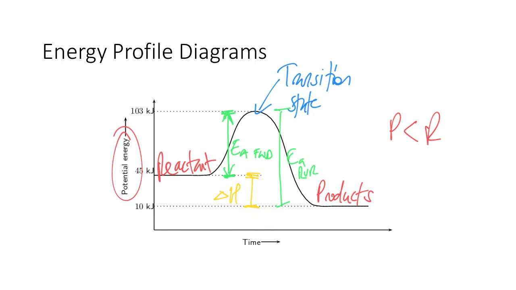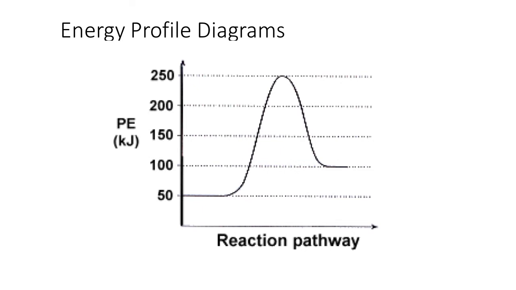Let's go try that again on another one. So here, let's label our reactants and products. Reactants can be labeled with R, P for products. Let's label our transition state. Where's that? That's over here, transition state.